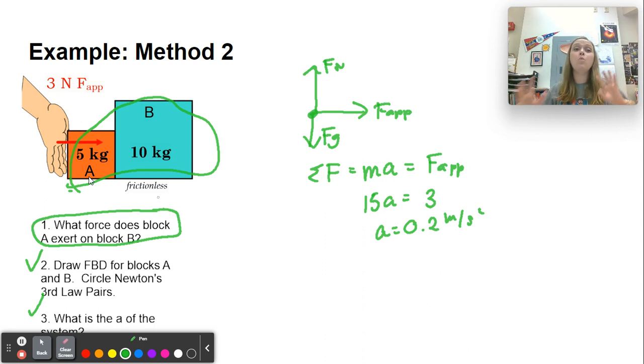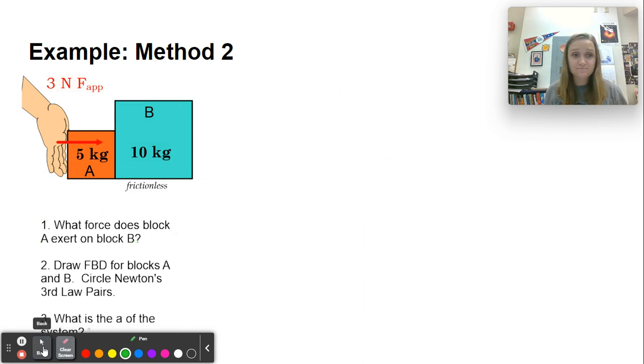This is an example of when it would be advantageous to use method 2 versus method 1. Method 1 is really useful for when I'm looking at that interaction force. Method 2 is super useful if I'm just looking for the acceleration of the entire system or the acceleration of the blocks. So it depends on what the question is asking for when it's useful to use each. You can see with method 1, I was able to calculate both of those, but with method 2, I was only able to calculate the acceleration, not the interaction force.